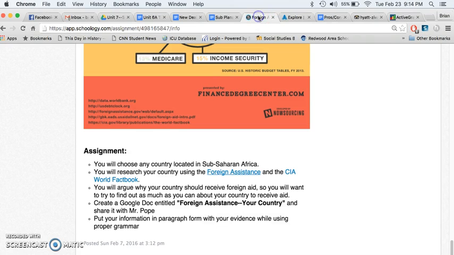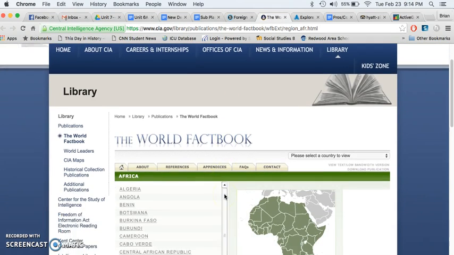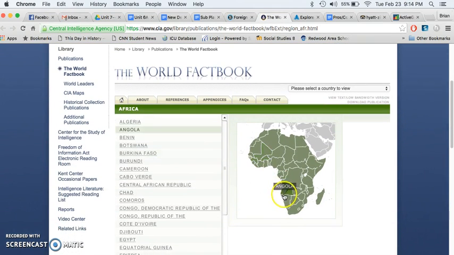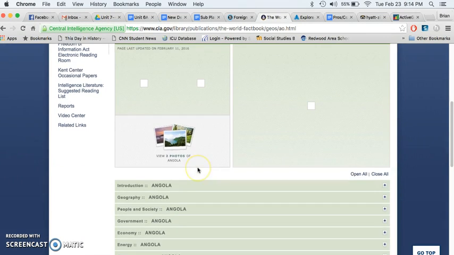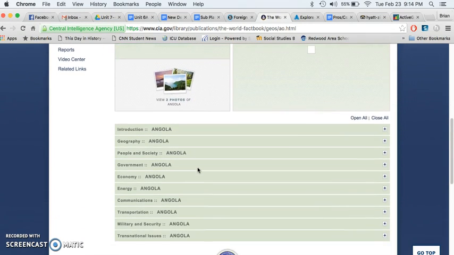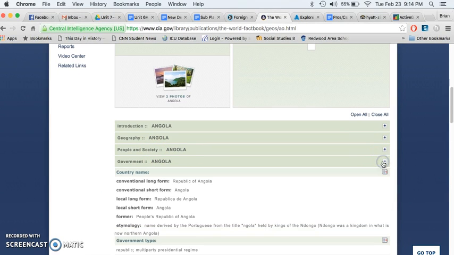So what else you're gonna use here is the CIA World Factbook. It makes you seem big time because it's got CIA attached to it. And if you notice here, it's got every nation. If I click on Angola here, it will literally tell me anything I want to know about Angola. It is crazy insane. If you scroll down here, it has a whole bunch of things, like government and stuff.